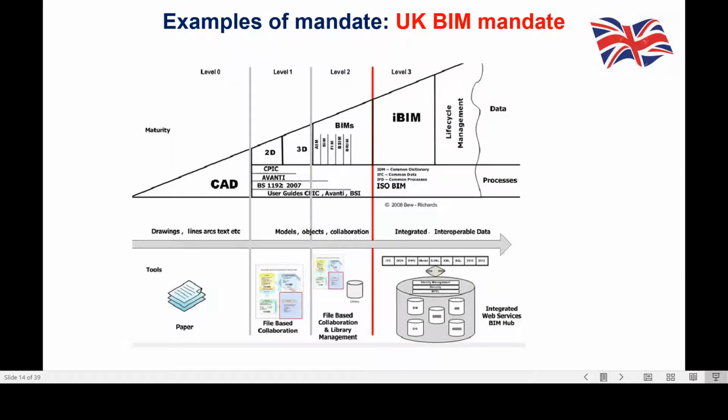This is an example of the BIM wedge or the BIM maturity diagram, which more or less explains where BIM level 2 sits in the scale of things, where level 0 stands for drawings and lines, manual drawings. Level 1 is more or less CAD. Level 2 is 3D parametric modeling, and level 3 is something that's going to be a bit more sophisticated. We're getting there, but we're not quite there yet.